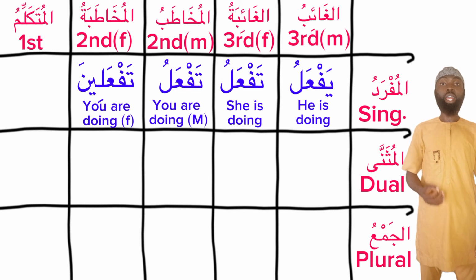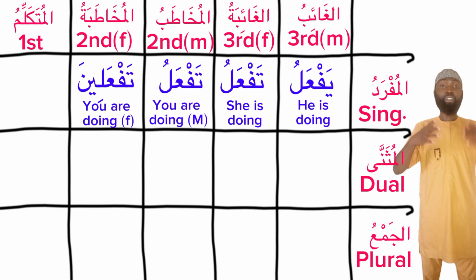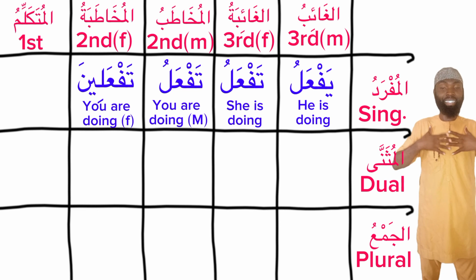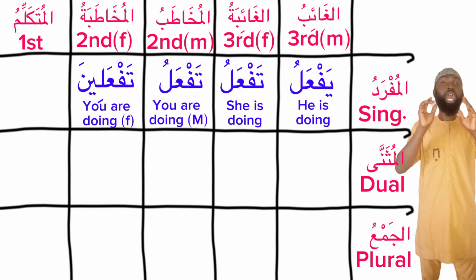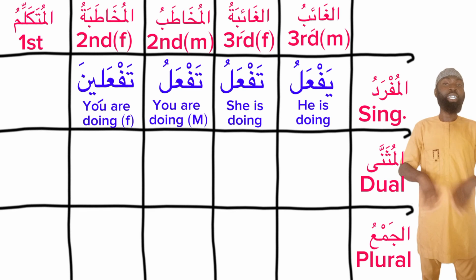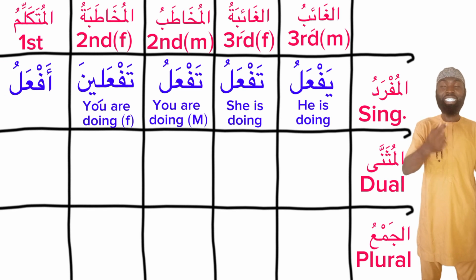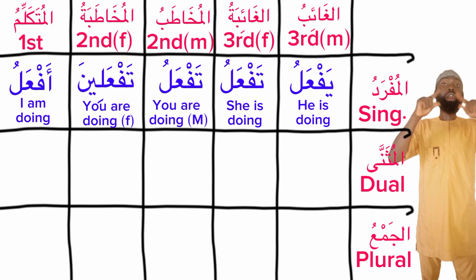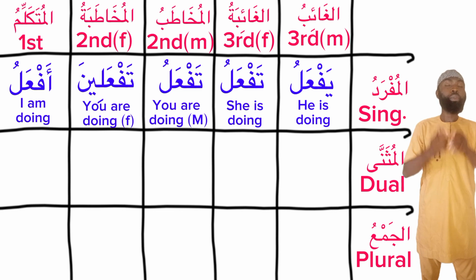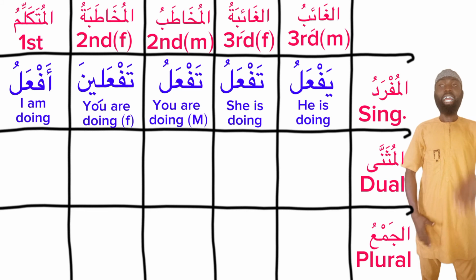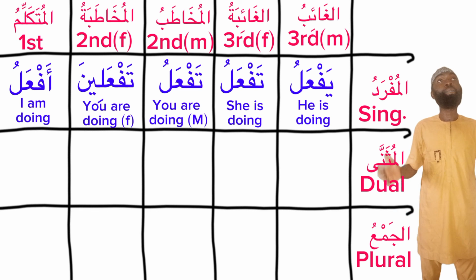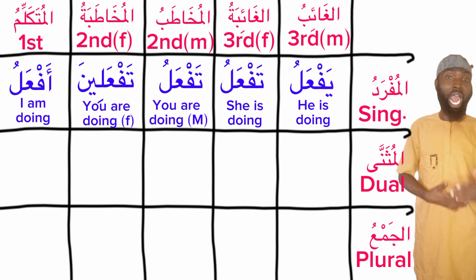Now the last column where we have al-mutakallim, the first person, which is the speaker, that is myself. So how do I represent myself? It is by bringing the a and saying af'alu, which is I am doing. The other present tense verbs that you will form will also come in this pattern. Like when I want to say I am going, I will simply say adhhabu, I am going.